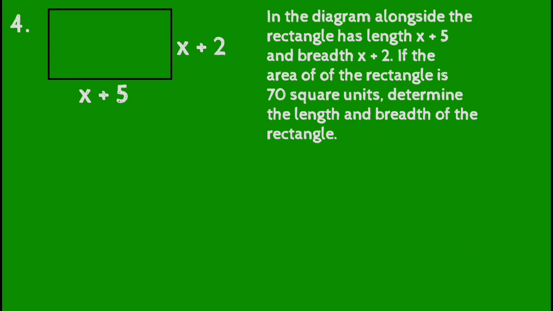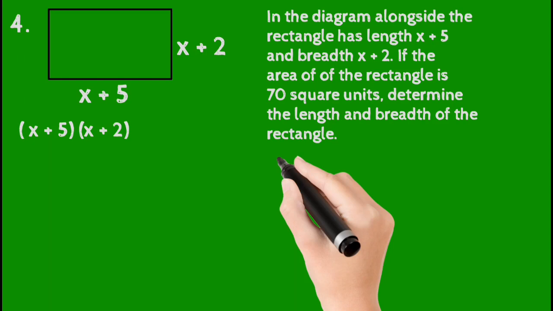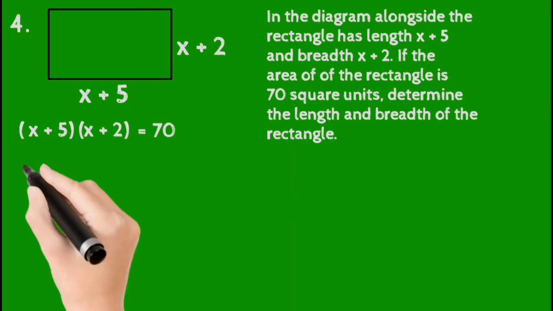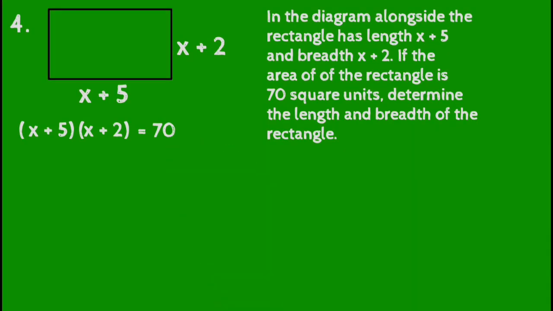Okay, so we're told that the area is 70. How do you get the area of a rectangle? Area is length times breadth. So if I multiply the length and the breadth, that should be equal to 70. So x plus 5 times x plus 2, which is the length and the breadth, should be equal to 70. So I'm multiplying two binomials and they're equal to 70. I can convert this into a quadratic equation by bringing the 70 to the left hand side after I simplify the left hand side. Sounds like a plan.